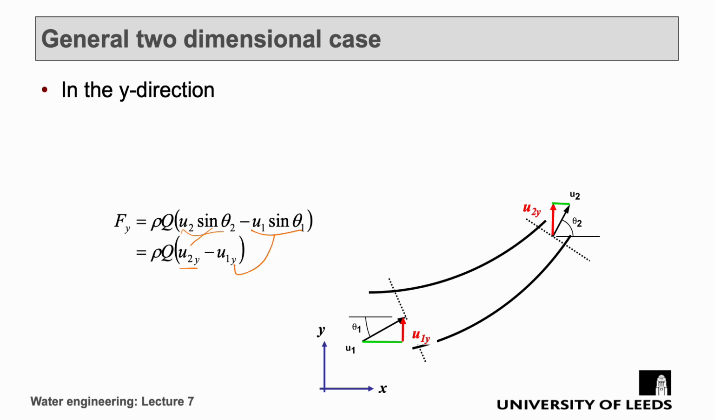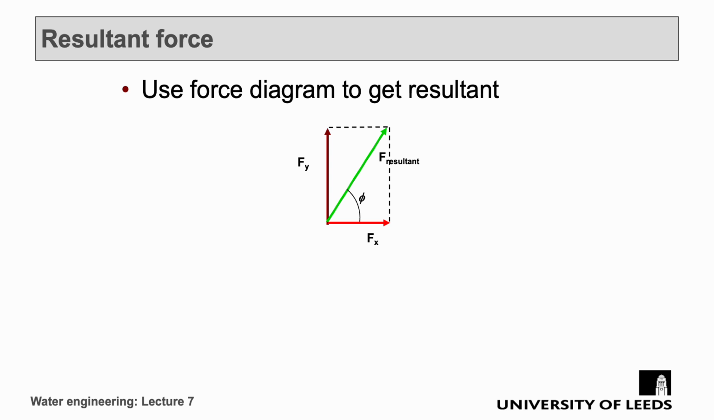So the red lines indicate the velocity in the y direction. It's quite a simple geometry result. Once we get our Fx and Fy, we can draw a vector force diagram and calculate the F resultant, that green line shown here, and that applies at an angle phi. We simply use Pythagoras and simple trigonometry to get the angle and the resultant force.